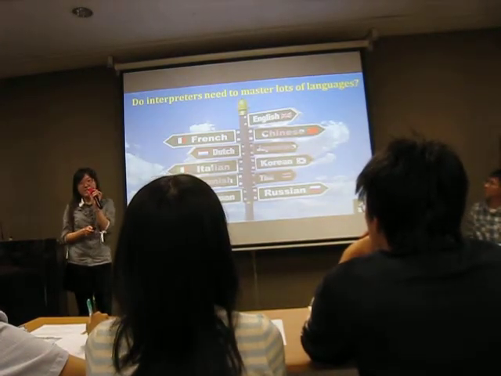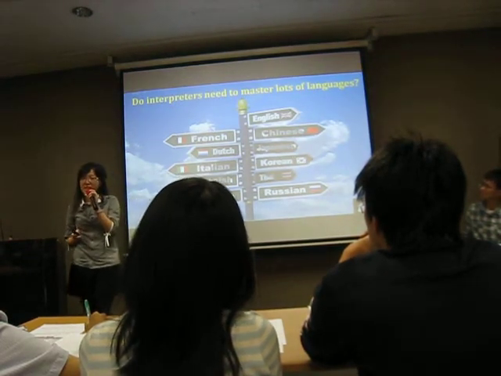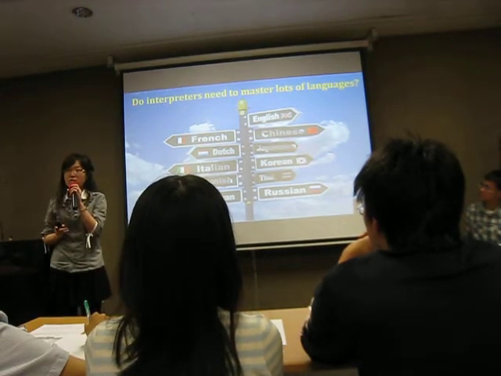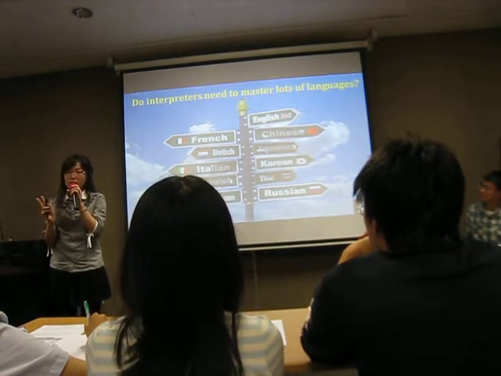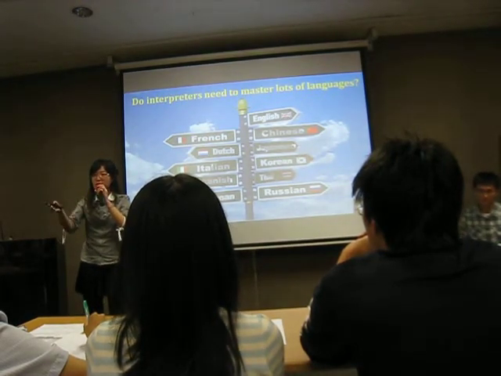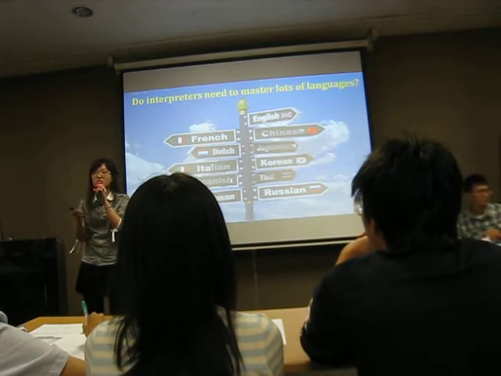And here comes another question. Do interpreters need to master lots of languages? The answer is no. Actually, normally 1 interpreter only needs to master 2 languages. But what I mean by master is that they have to be able to switch between the 2 languages very naturally. For example, Chinese to English or English to Chinese.